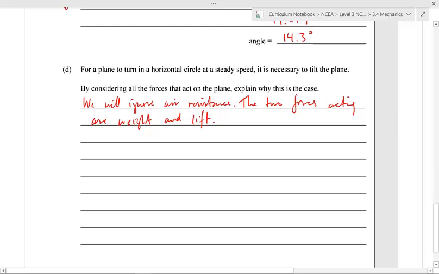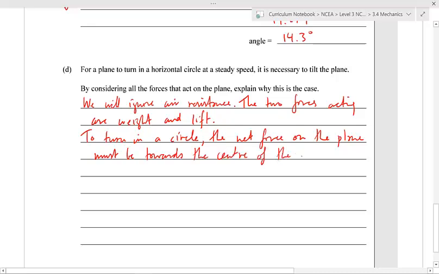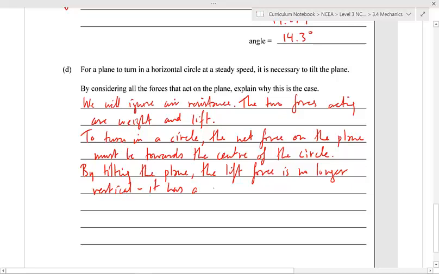Okay, now these two forces are going to combine to produce a horizontal force. So what we can say then is, to turn in a circle, the net force on the plane must be towards the center of the circle. And then we can say that by tilting the plane, the lift force is no longer vertical. It has a horizontal component.